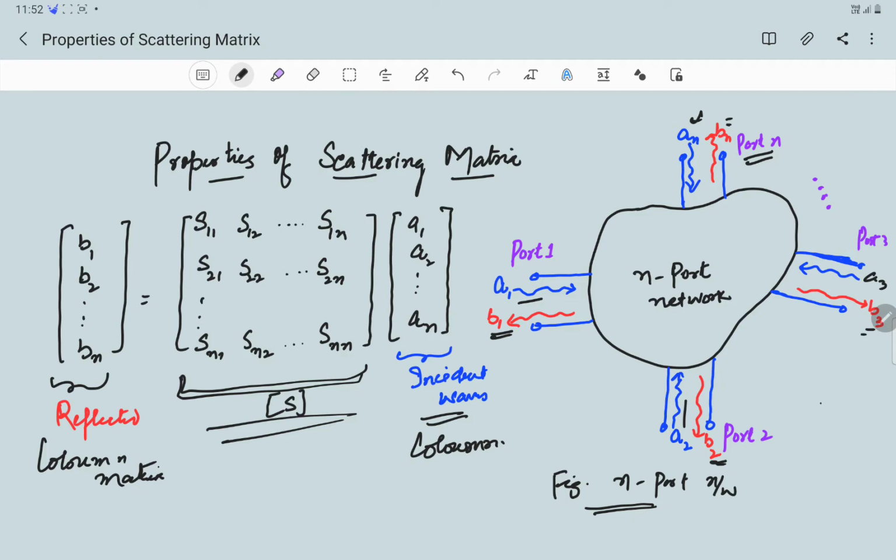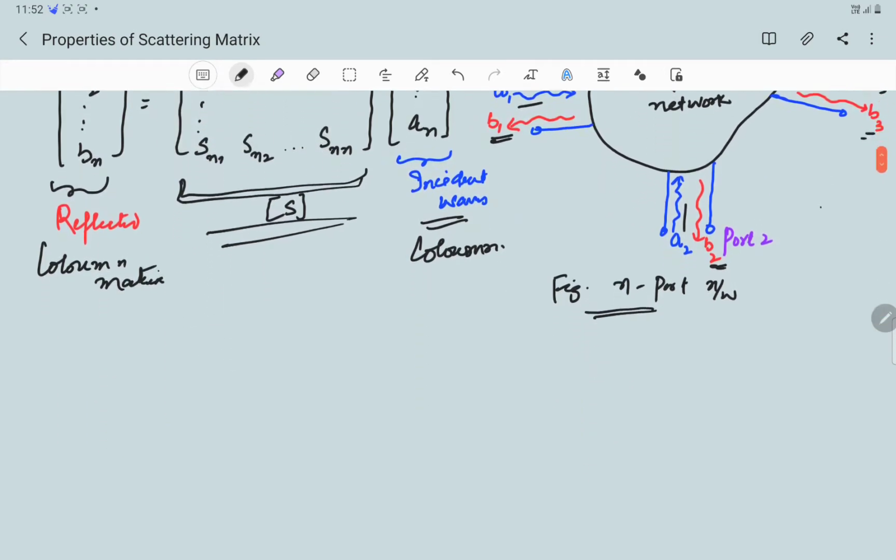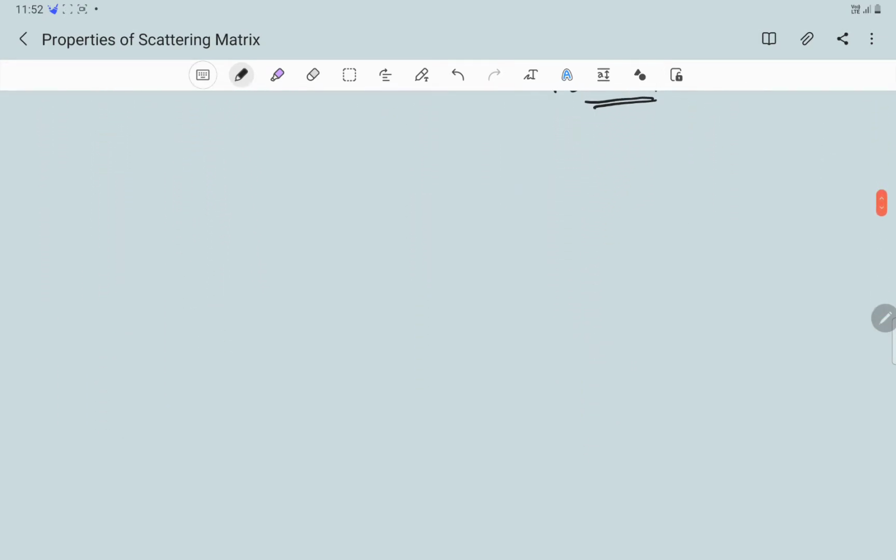So now in today's lecture, we'll discuss various properties of scattering matrix. So let us start. Properties of scattering matrix. The first property is that this matrix, the S matrix, is always a square matrix.